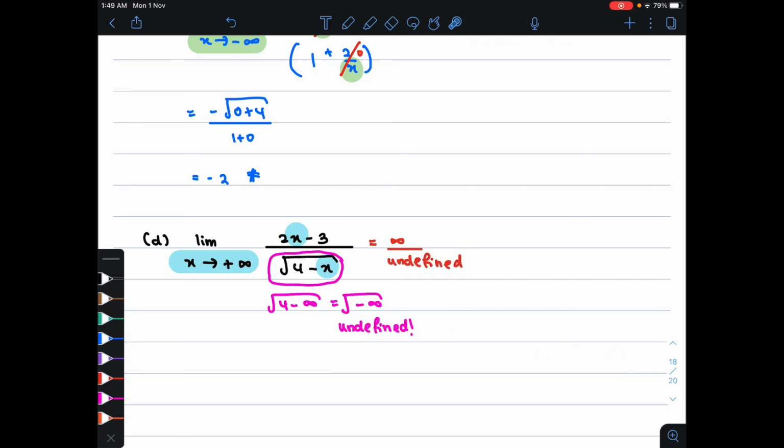And hence we cannot determine what is the final answer for this one, since we have denominator undefined. Therefore, we can write down this limit does not exist.